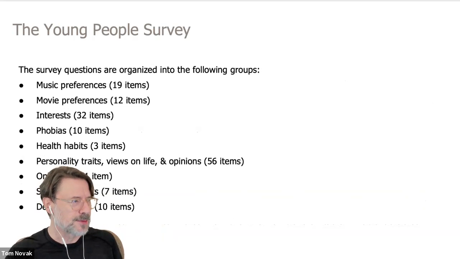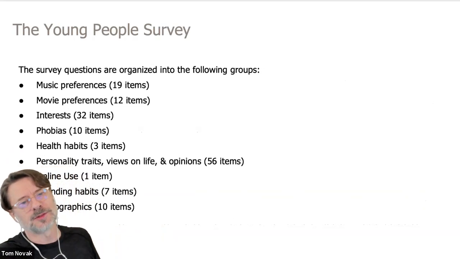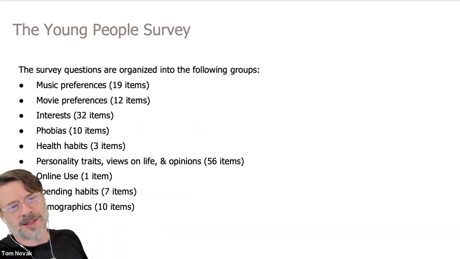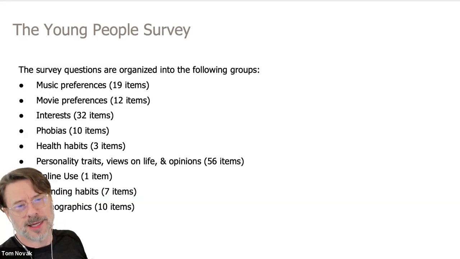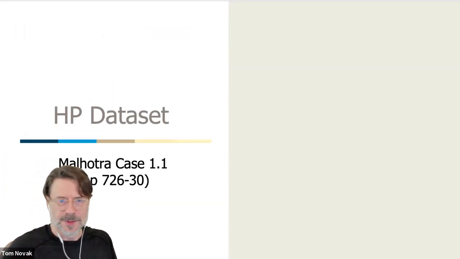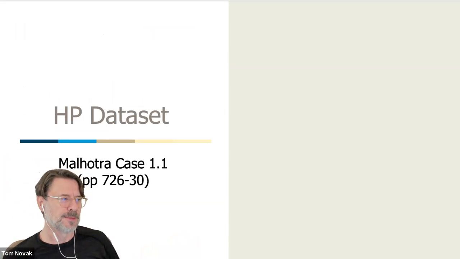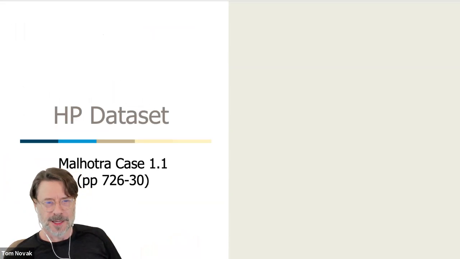Okay, again, this is the survey. It's broken into these different categories: music, movie, interests, phobias, health habits, personality. Then online use, there's a key section on spending habits. That's the marketing relevant outcome there. And there's a section of about 10 demographic variables. Okay, that's the young people survey. That's for the project. All right, so start thinking about that.